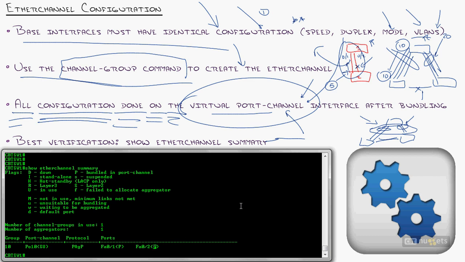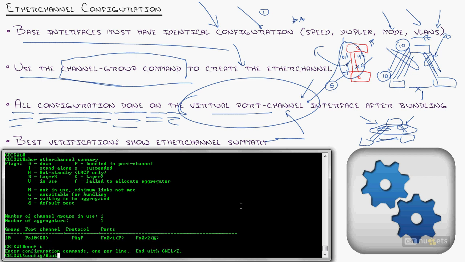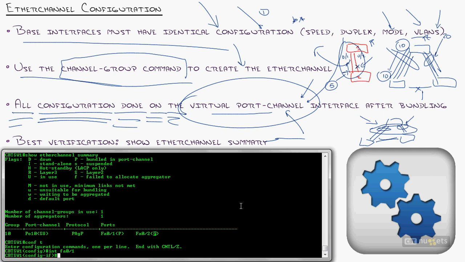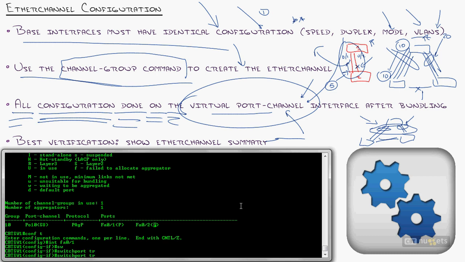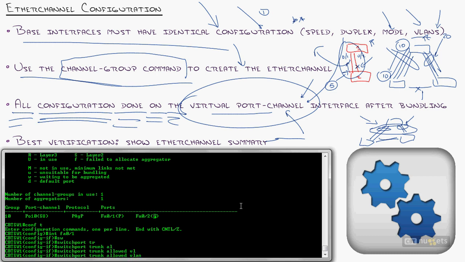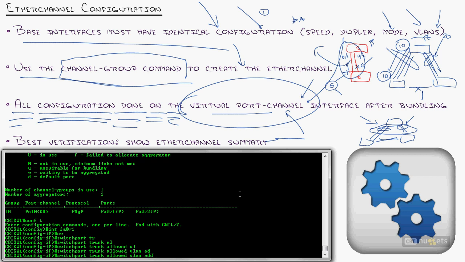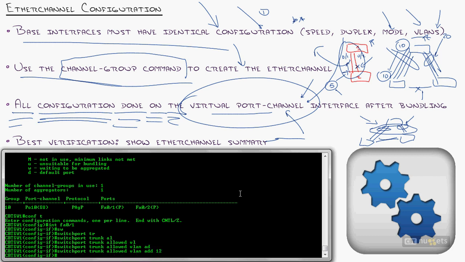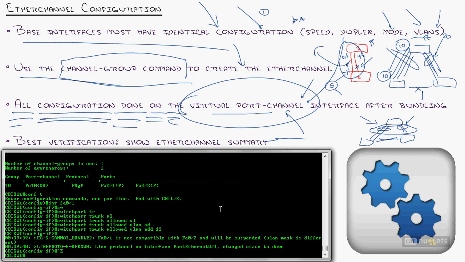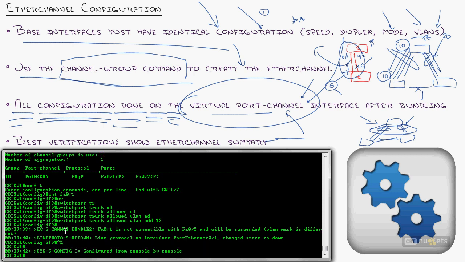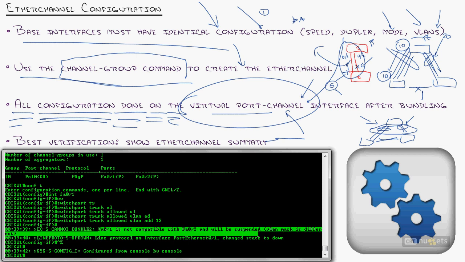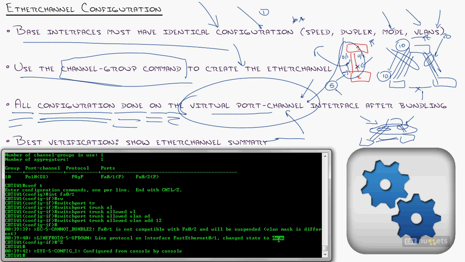So good. Let's break it. Fast Ethernet 0/1. Let's just do something silly. I'm going to do a switchport trunk allowed VLAN, and this is what I was talking about earlier. Somebody could so easily do this. Allowed VLAN, and we'll just say add, let's just say 12, right? So I'm going to add VLAN 12 to Fast Ethernet 0/1. Bam! Immediately, it's like, cannot bundle Fast Ethernet 0/1. Not compatible. Will be suspended. VLAN mask is different. Look at that. Change state to down. You're dead.